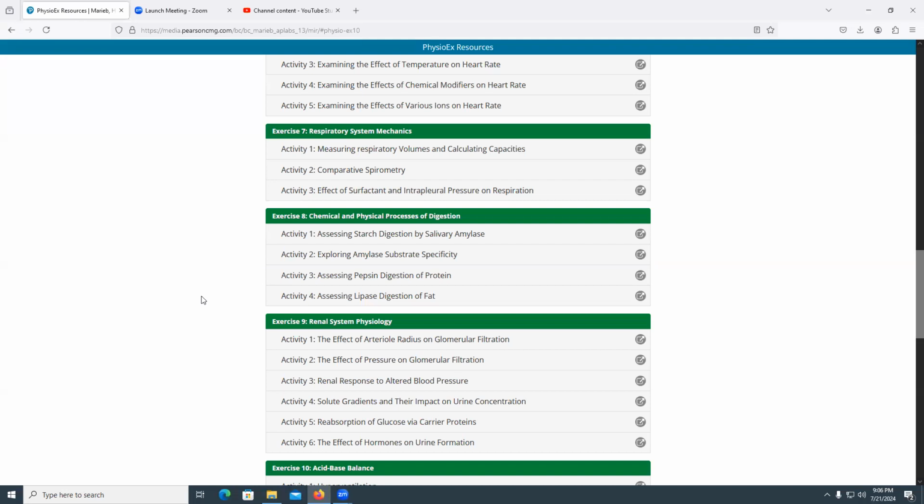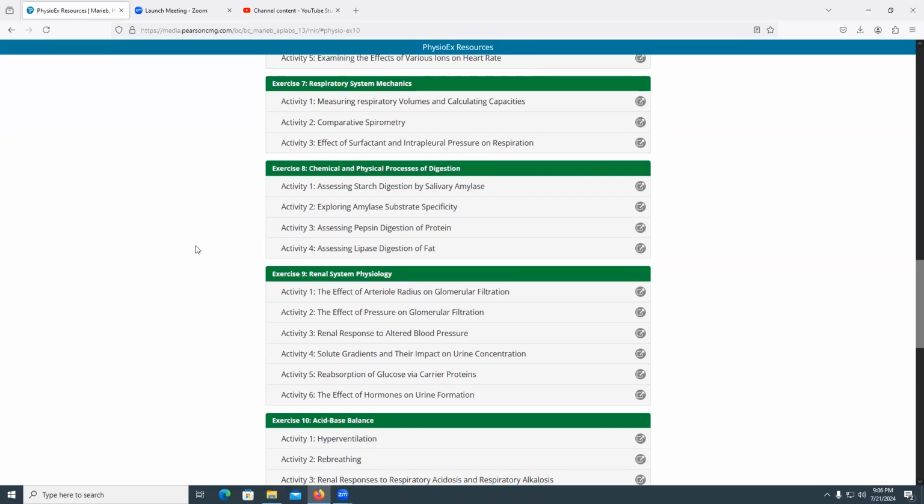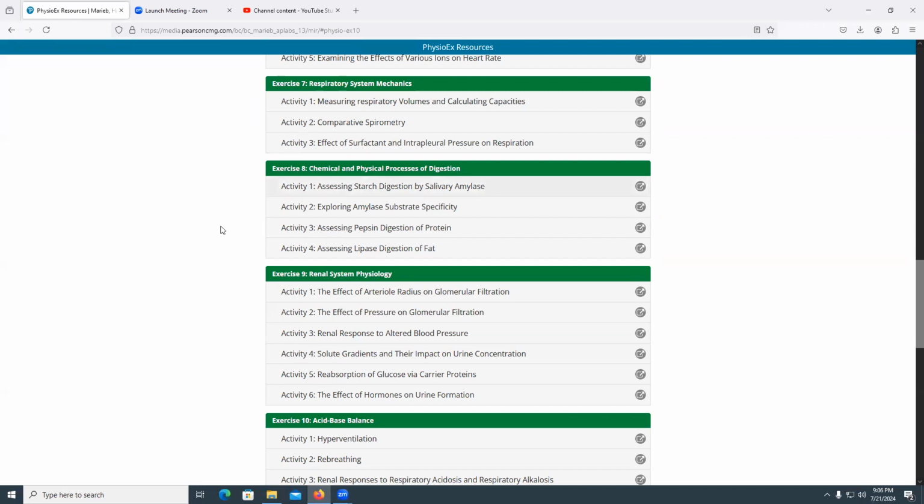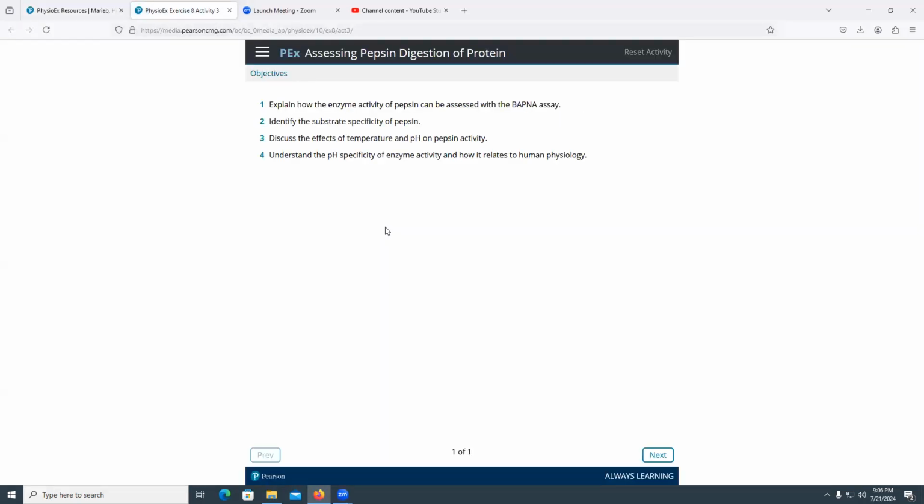Hello and welcome to our experiment today on PhysioEx, exercise 8, chemical and physical processes of digestion. We have finished with activity 1 and 2, and now it's time to do activity 3, and that is assessing pepsin's digestion of proteins. So we have learned in the past that these enzymes need an optimal pH in order to operate. That's their properties.